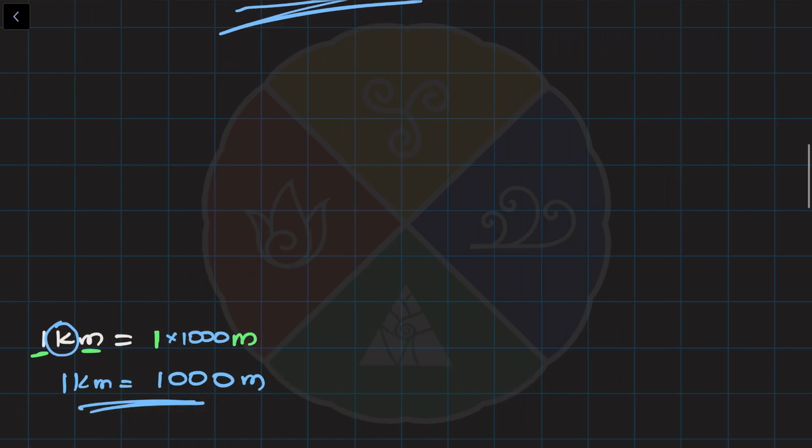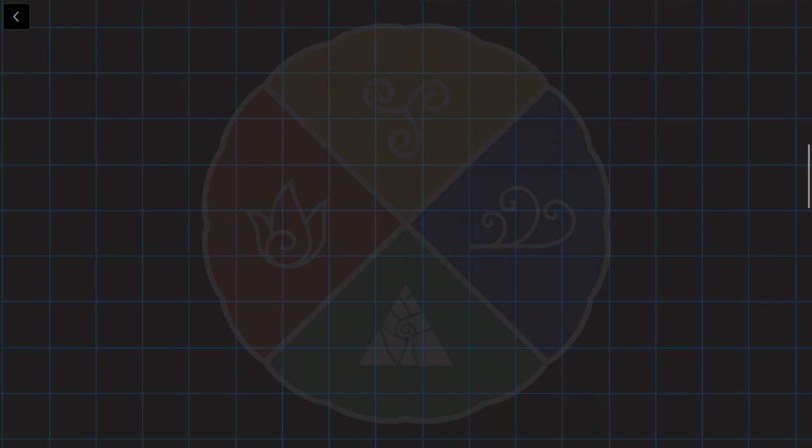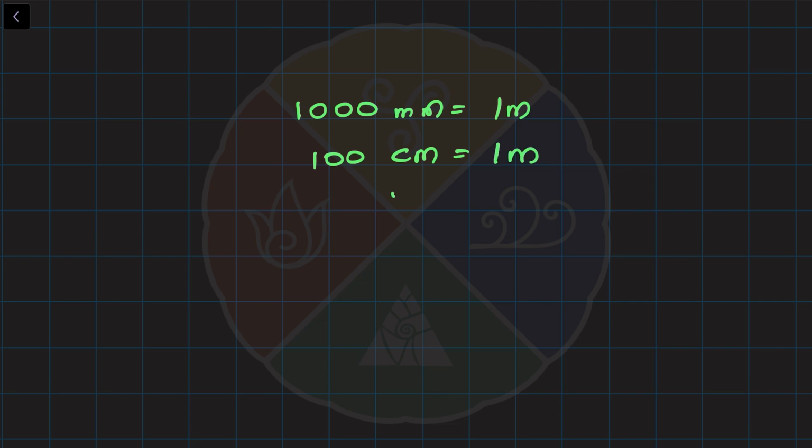Okay. Now there are other steps also. For example, we know that 1,000 millimeter is equal to 1 meter. We also know that 100 centimeter is equal to 1 meter. And then we have 1,000 meters is equal to 1 kilometer, and it keeps on going.